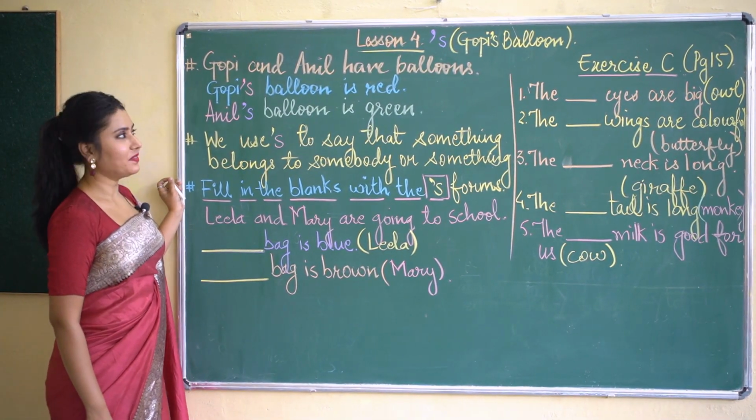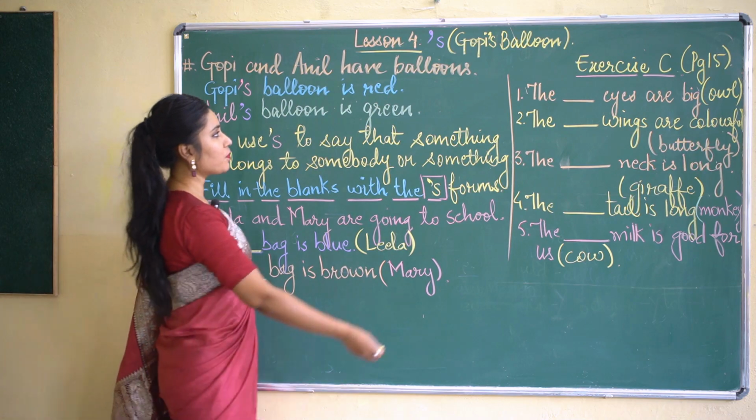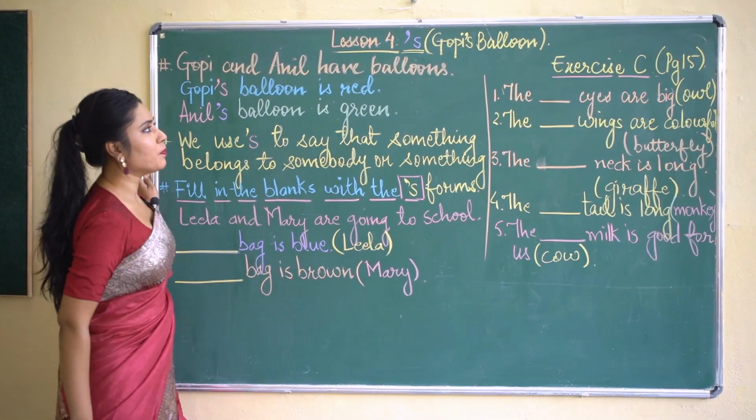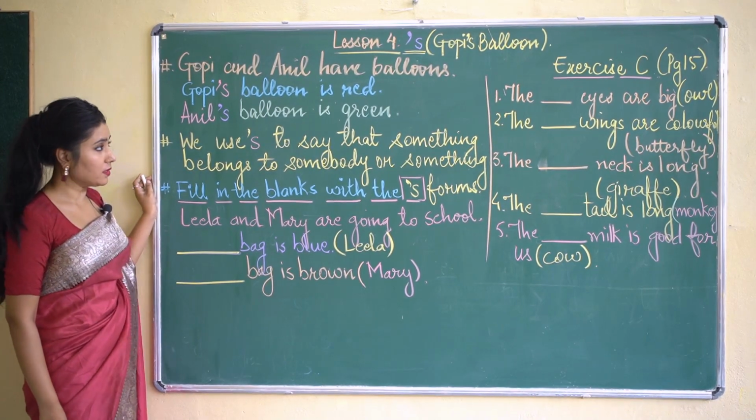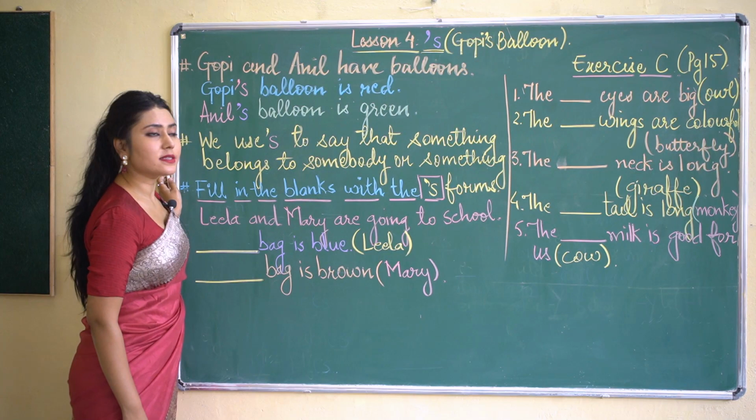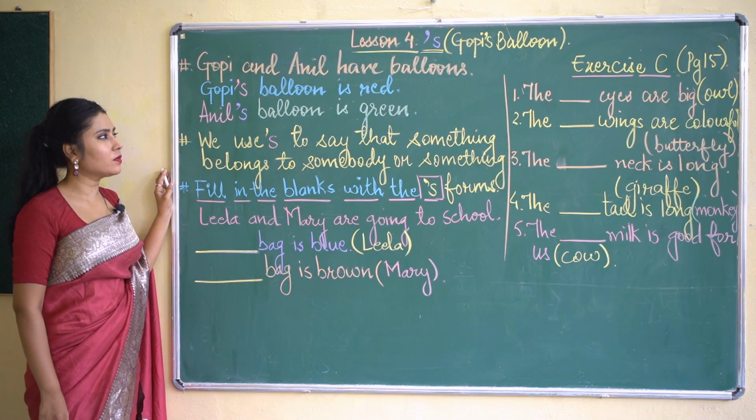Children, now we have lesson 4, apostrophe S. You have to pay attention here. There is an apostrophe S written on the board, which is lesson 4, apostrophe S, as in Gopi's balloon. We are going to understand this chapter in a way.